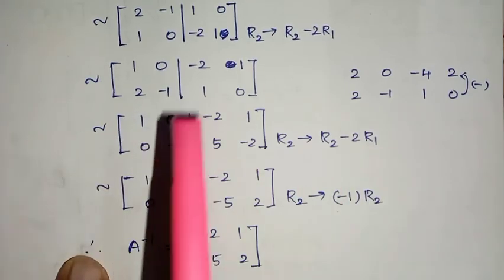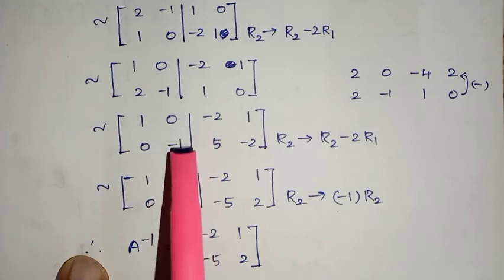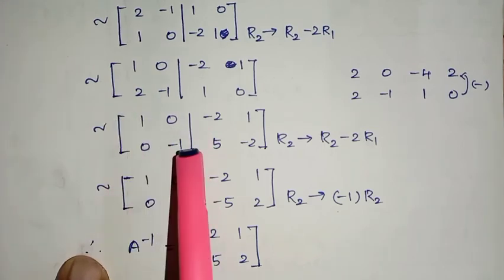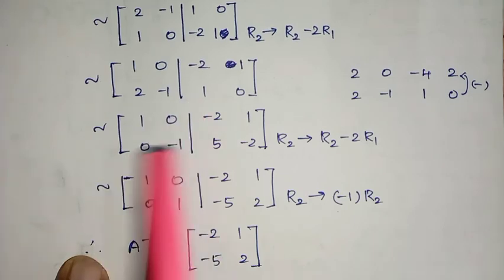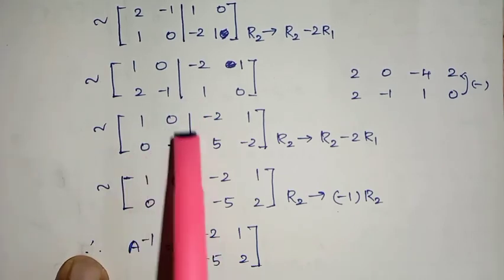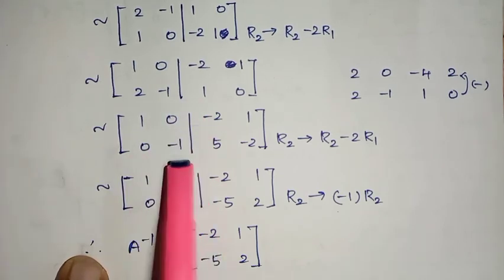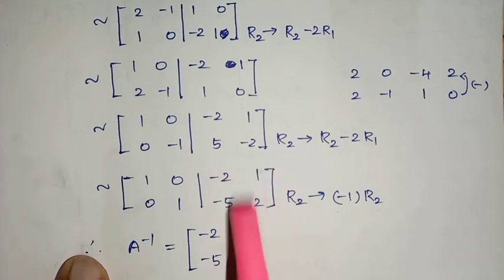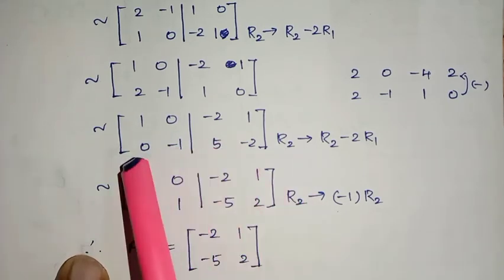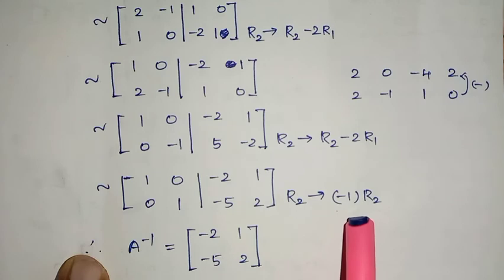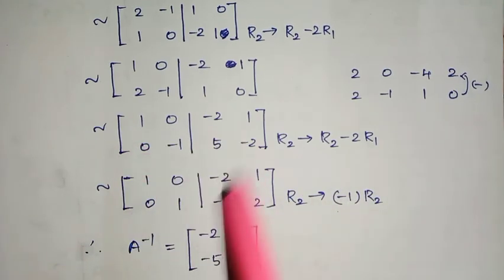Now this is 0. Now this particular element should be 1, isn't it? In a unit matrix, the main diagonal should be 1 and the remaining elements are 0. So I have to make this particular element into 1. It's very simple. Just change the sign, you will get it. Changing the sign is nothing but multiplying the second row by minus 1. R2 implies minus 1 into R2. So change the sign and write the value.